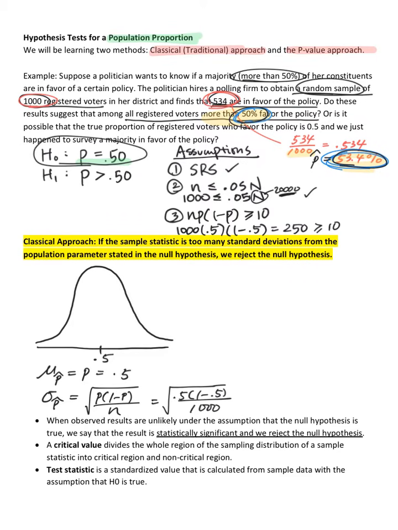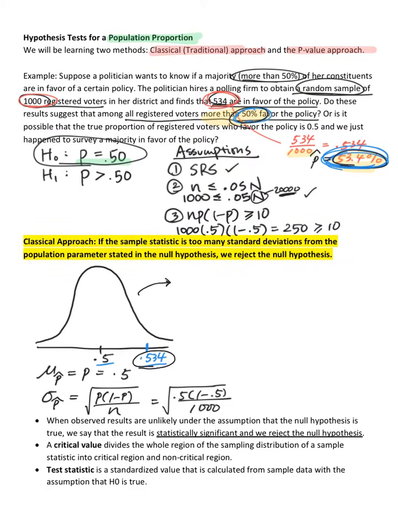All right, so what we want to know now is how far 0.534, which is this number up here, 53.4%, is from 0.5. In other words, we want to know how many standard deviations 0.534 is from 0.5. And in order to figure that out, we need to standardize this value. Okay, so let's do that.